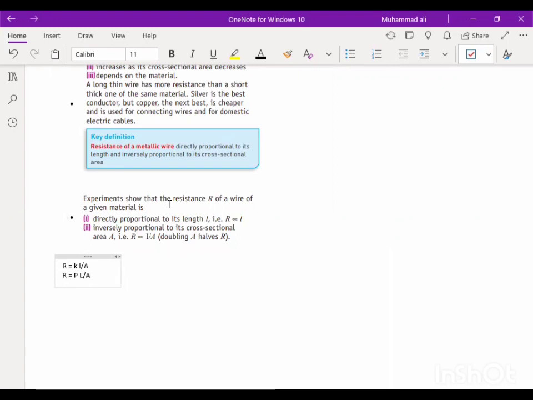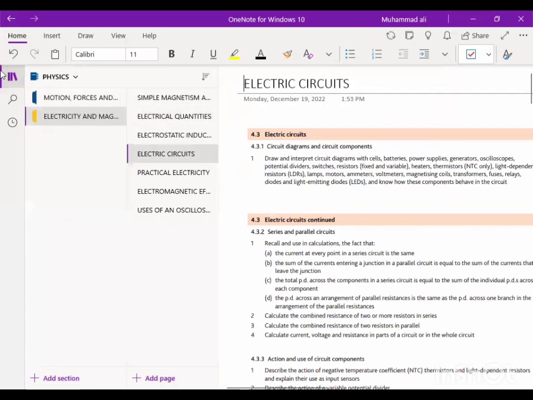So this R is resistance, it's going to be in ohms. And your P is your resistivity, which is basically a fixed property of the wire's material, and it's going to be in ohm meter. L is length of the wire, which is again going to be in meter, and A is your cross sectional area, which is always going to be in meter square considering SI units. So this was all about our resistivity. Now moving on.